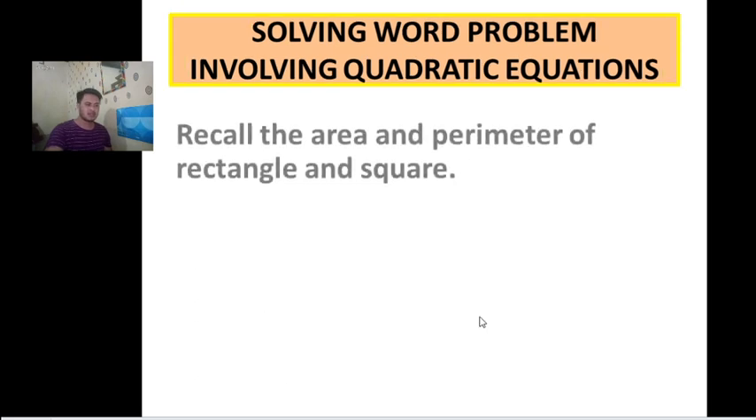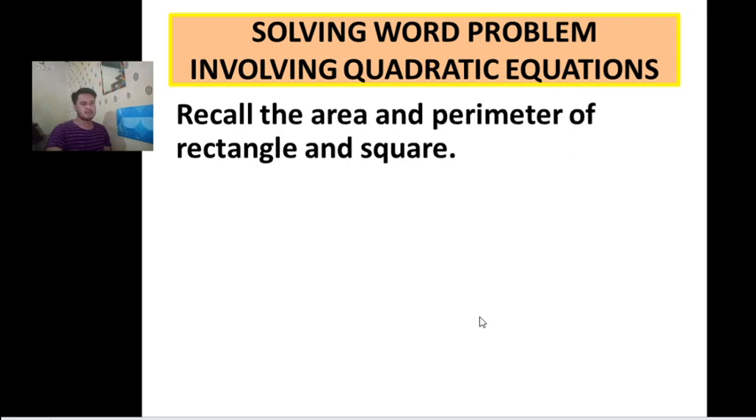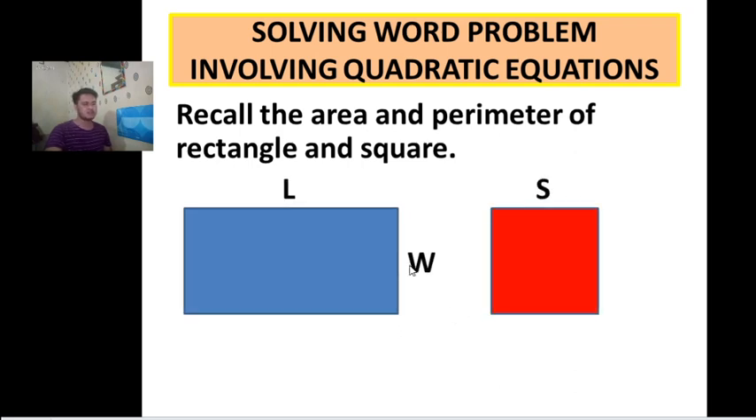And recall the area and perimeter of a rectangle and square. So we have the illustrations. Now we have the rectangle and we have the square, and we have the following formulas. The rectangle's area can be solved using the formula A equals length times width. And for the square, its area is A equals S squared.